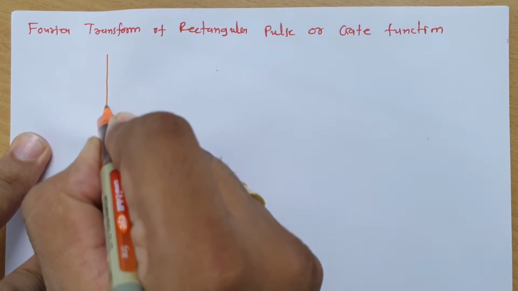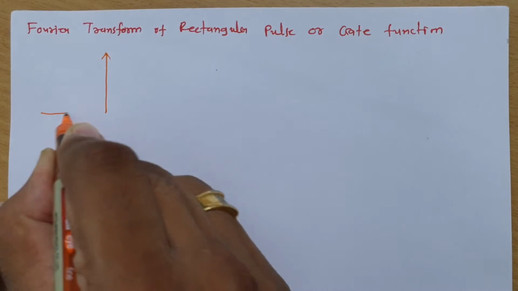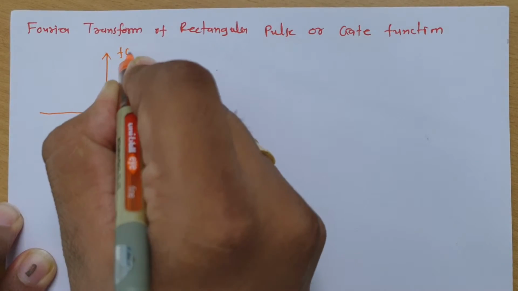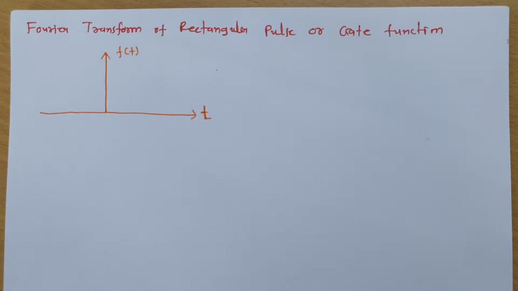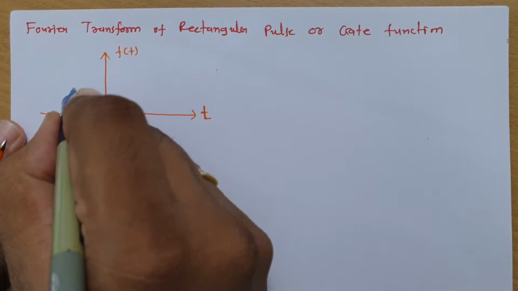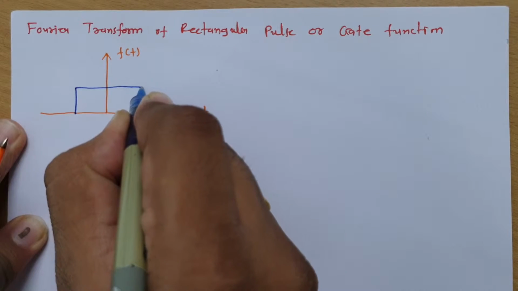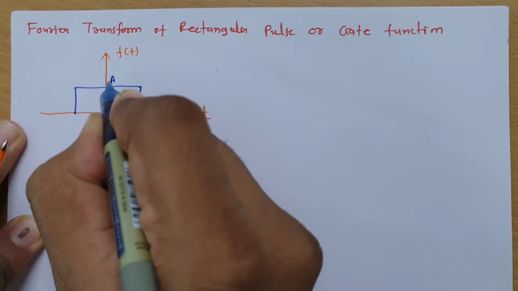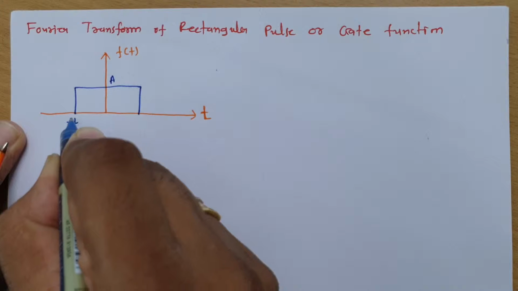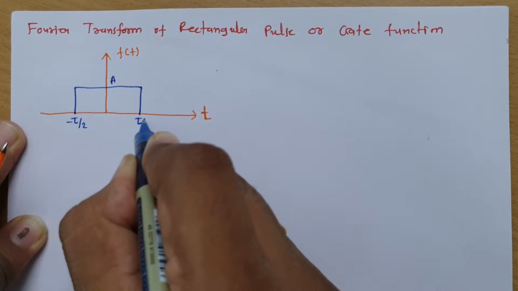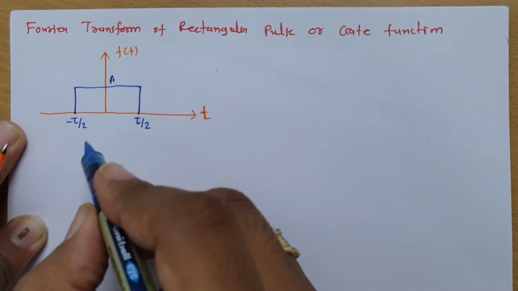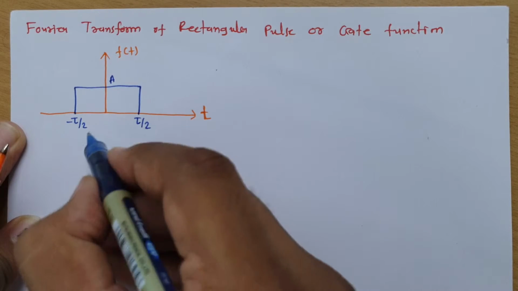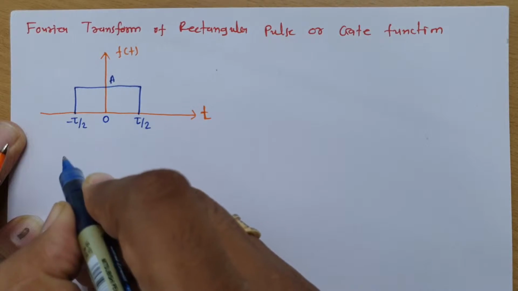So here, if I say I have a function which is varying with respect to time, and that is f of t, then gate function, that is similar to rectangular pulse, and if I say it is having amplitude a and that is varying from -τ/2 to τ/2, so this rectangular pulse that is having width of tau with amplitude a with respect to center 0.